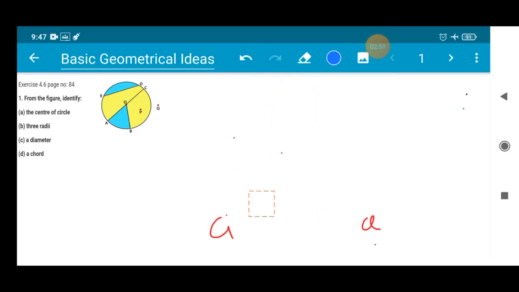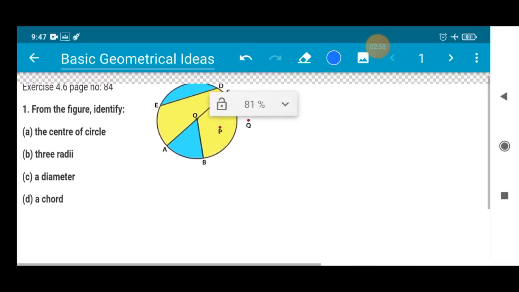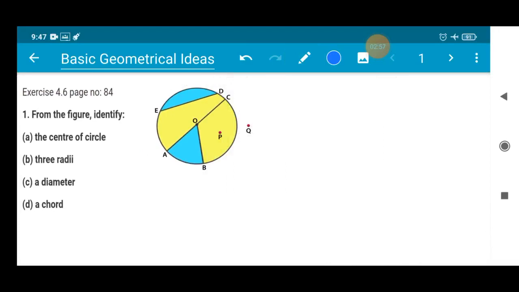copy. Now let us start solving exercise 4.6, which is on page number 84, as I already mentioned. From the figure, identify the center of the circle. I've already told in the first part that the center is always one in any circle. So this is point O. Let me write, point O is the center of the circle.